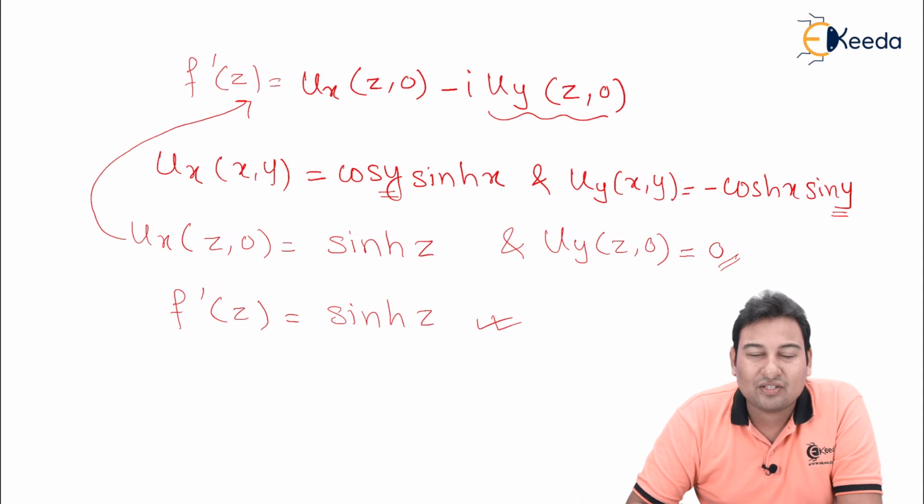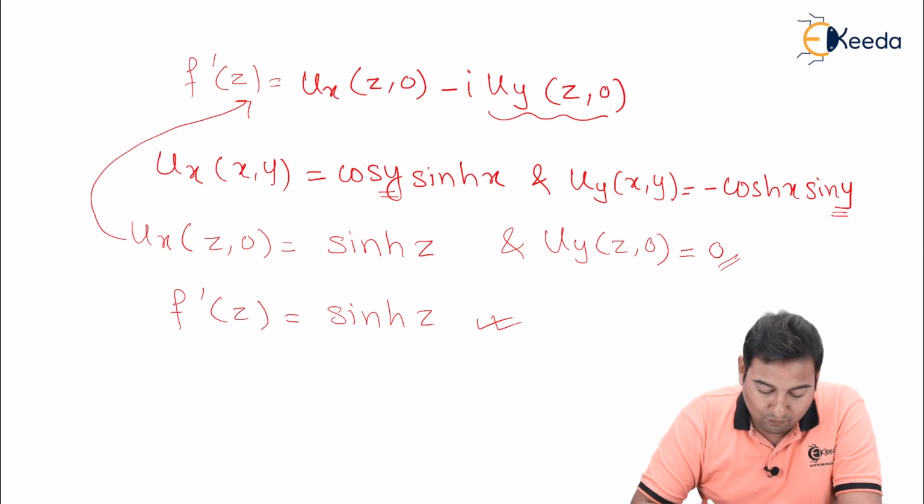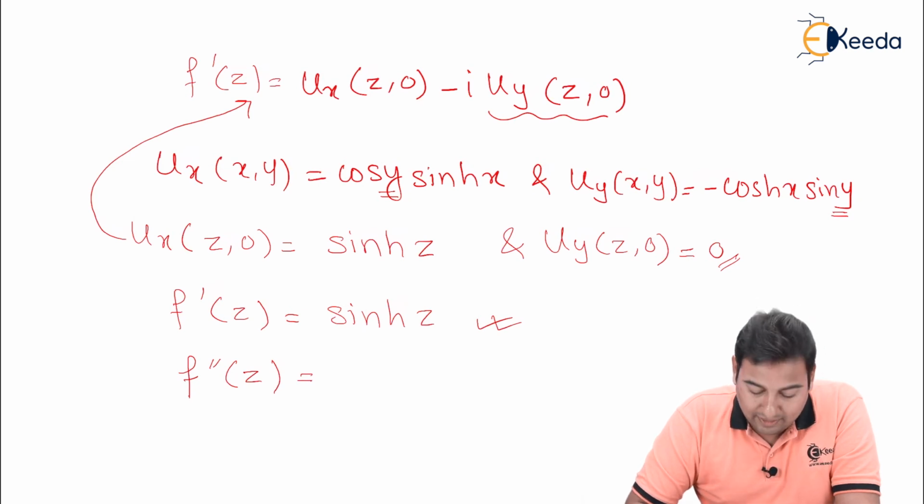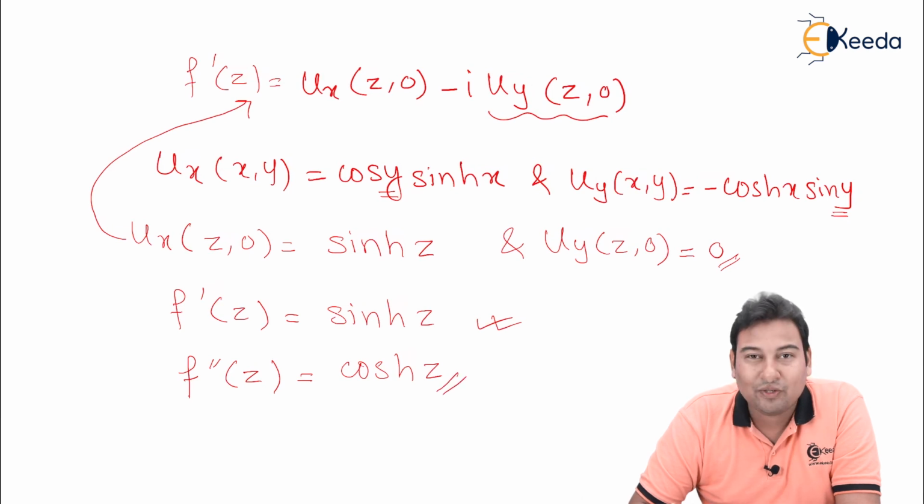One more term asked is f double dash of z. How are we going to get that? Just differentiate with respect to z again. So you get f double dash of z, as the derivative of sin hz is cos hz. That's it for this video. Thank you.